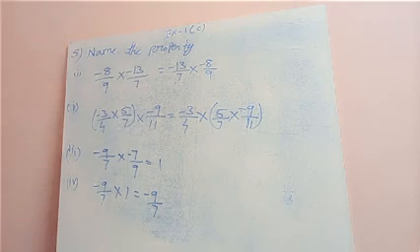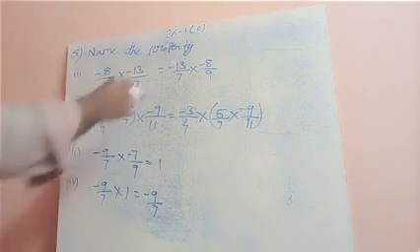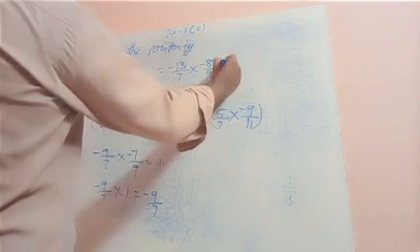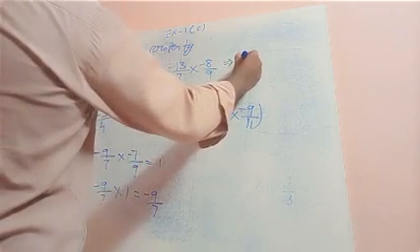What do you observe here? I observe that the order is changed: A, B, B, A. The position of the numbers is changed. So changing the position of numbers is called commutative. I am writing that the first one is commutative.